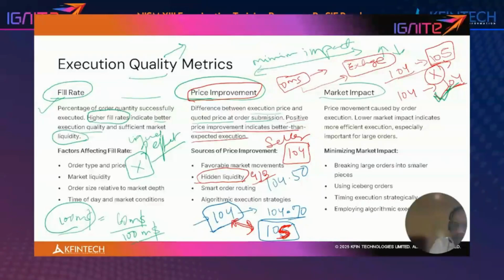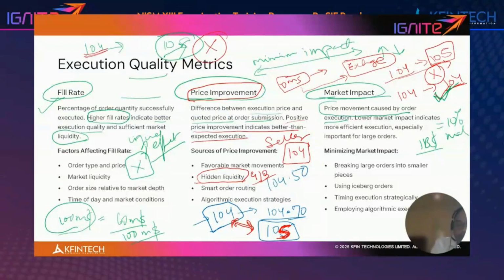Then market impact. Suppose you want to buy $1 billion of bonds. That means you are trying to buy 10% of the market, say for example, market depth. It's a very big order. If someone is placing such a big order, it will have a high price movement. Suppose I placed it at 104 and because of my purchase, the price itself has gone to 108, which is not good for me because I wanted to buy at 104.